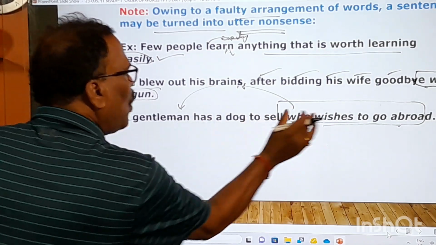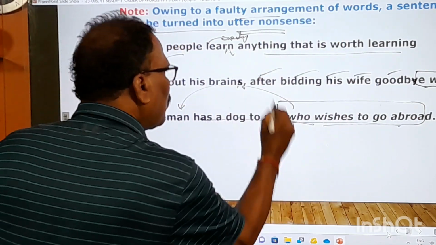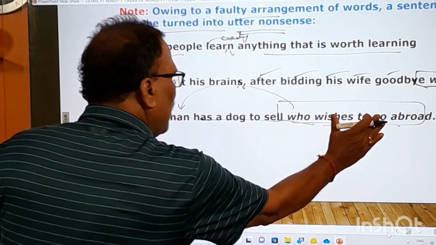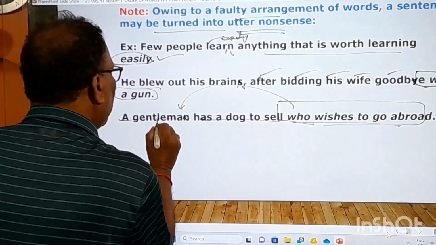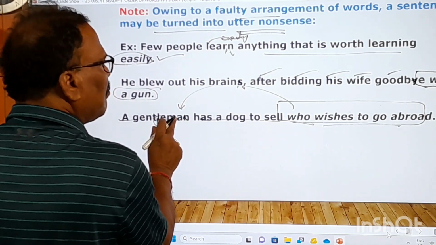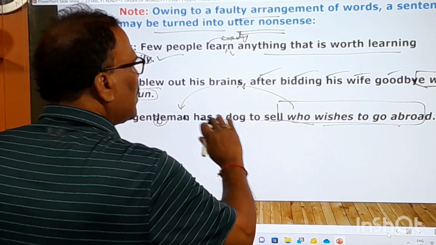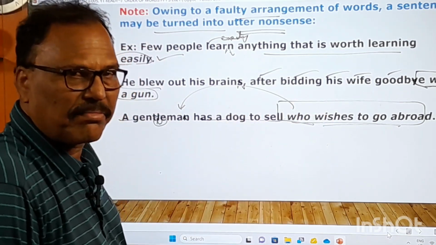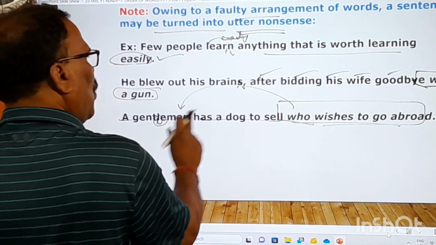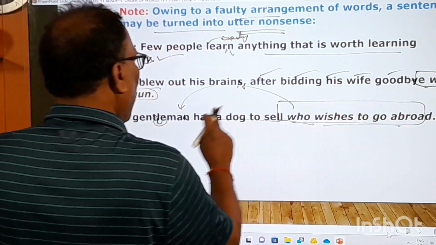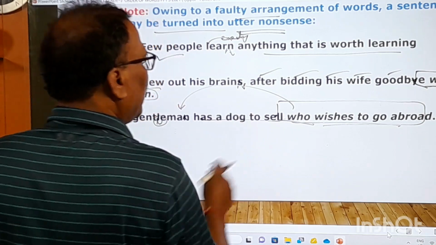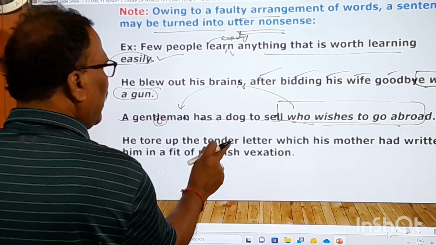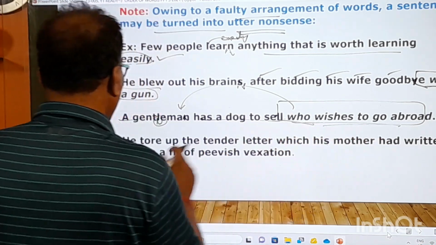A gentleman who wishes to go abroad has a dog to sell. This phrase, this clause, is supposed to be immediately after the noun gentleman, but it is put elsewhere, and that's why the whole sentence looks like nonsense, right? A gentleman who wishes to go abroad has a dog to sell, but here the phrase is put at the end.